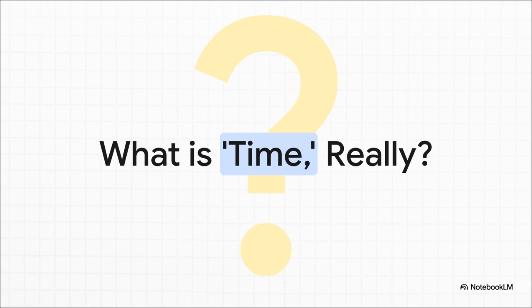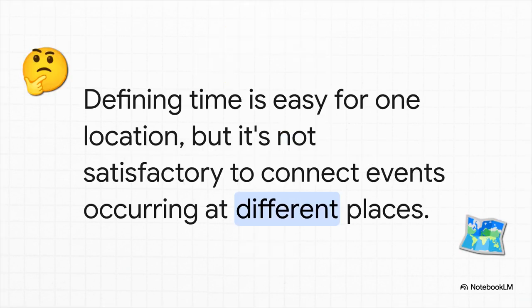If we really want to understand the universe, we have to get much pickier about what the word "now" actually means. You see, for any single spot, defining time is pretty easy. As Einstein puts it, we can just look at the position of the small hand of my watch. Simple enough. But the real problem starts when you try to connect events that are happening in different places. I mean, how can you be sure that an event happening on Mars and an event happening right here on Earth are taking place at the exact same moment?